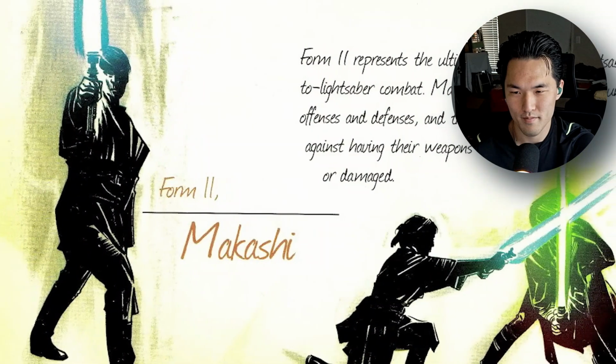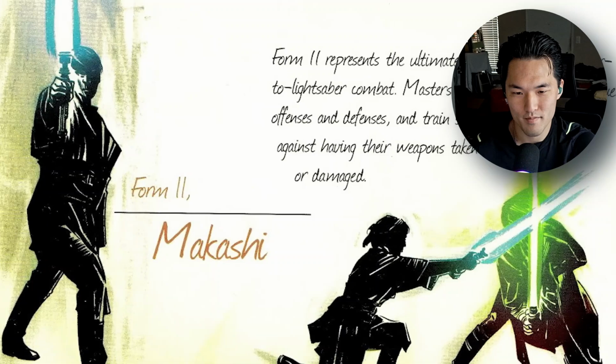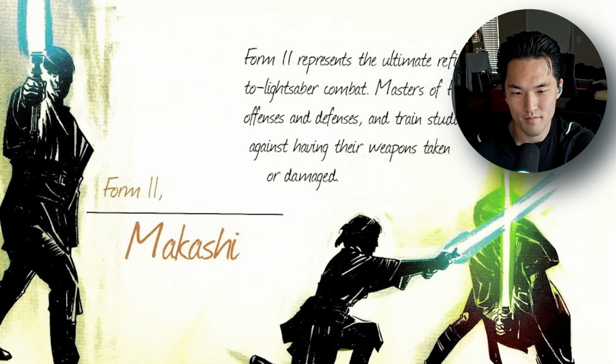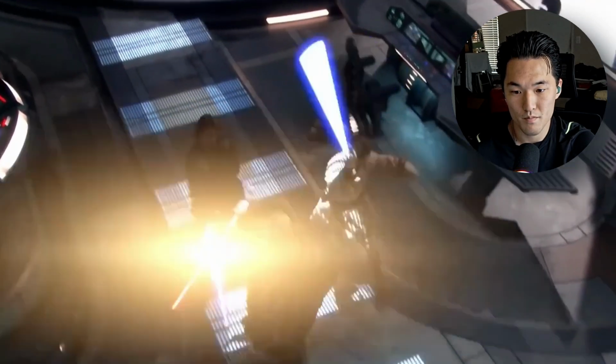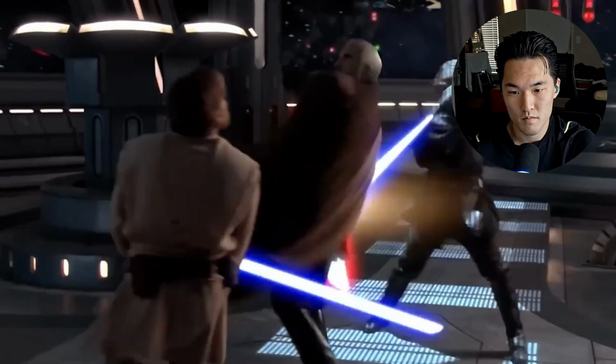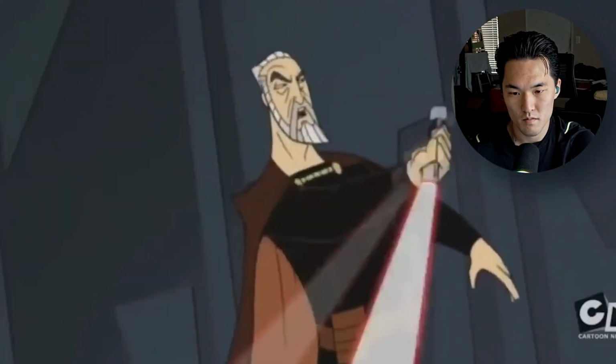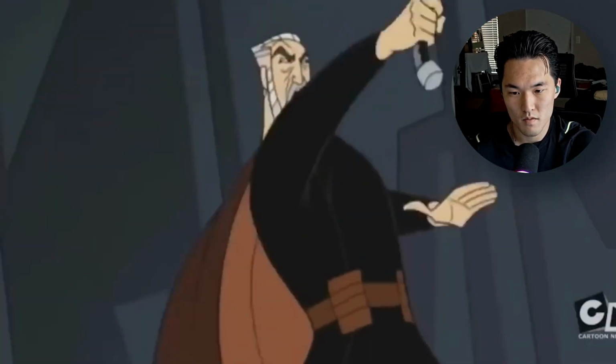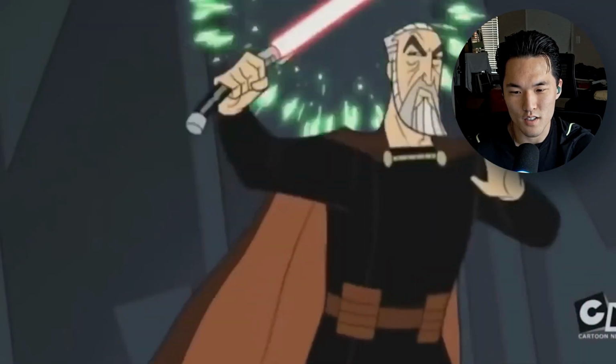Form 2, Makashi, or the Contention form, was developed for the specific purpose of lightsaber on lightsaber dueling, addressing perhaps Form 1's most significant weakness. Makashi was a more graceful style, relying on controlled strikes rather than power and strength.